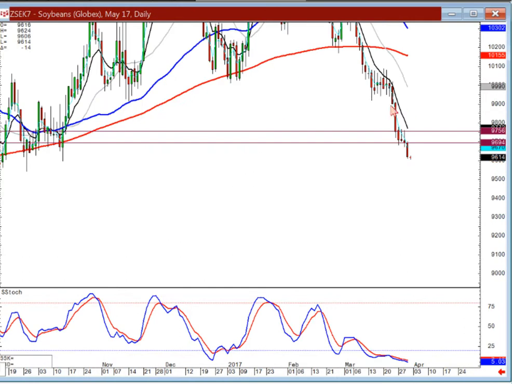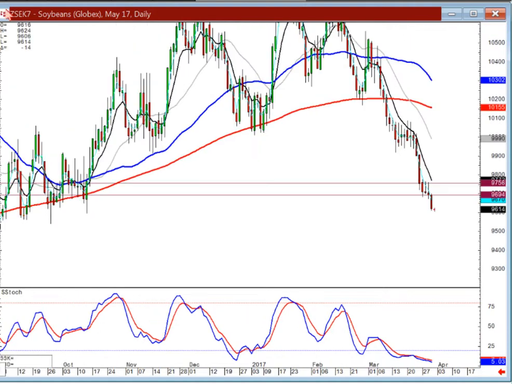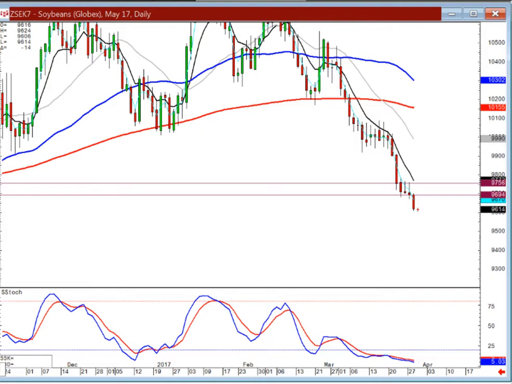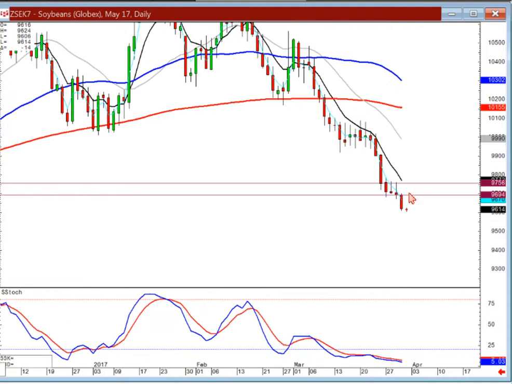We shorted soybeans when it broke down through the bearish J-hook pattern. We moved our stop down to this level today, or from last night, because look what we had. Let me make this bigger. We're in the oversold area, and we started seeing dojis. If it traded back up through this level, that would have told us that was the bottom. The fact that they broke it down told us we're still in our downtrend.